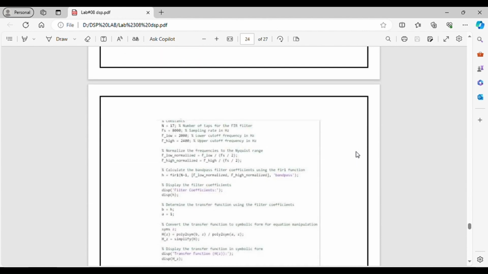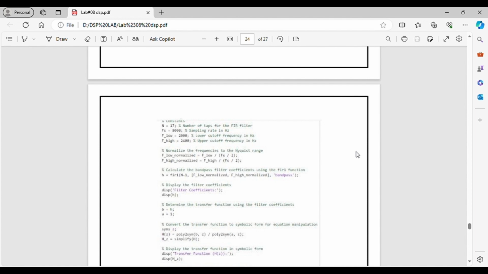So the number of taps for the FIR filter is 17. The sampling frequency is 8000, and the lower cutoff frequency is 2000, while the upper cutoff frequency is 2400. Normalize the frequencies in the Nyquist range. Calculate the bandpass filter coefficients using the FIR1 function.